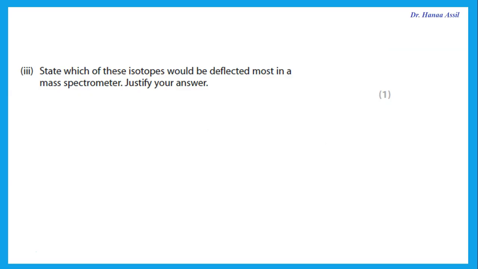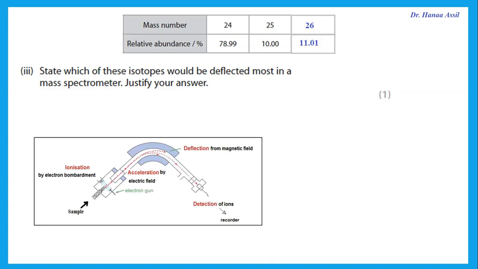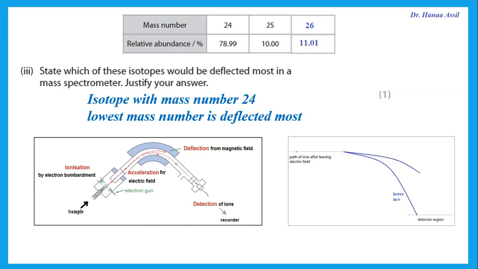State which of these isotopes would be deflected the most in a mass spectrometer. Now, remember that the deflection in the mass spectrometer, the one that has smaller mass would be deflected more. So the one that is deflected more is the one that has the smaller mass number. So that's the isotope that has mass number 24.